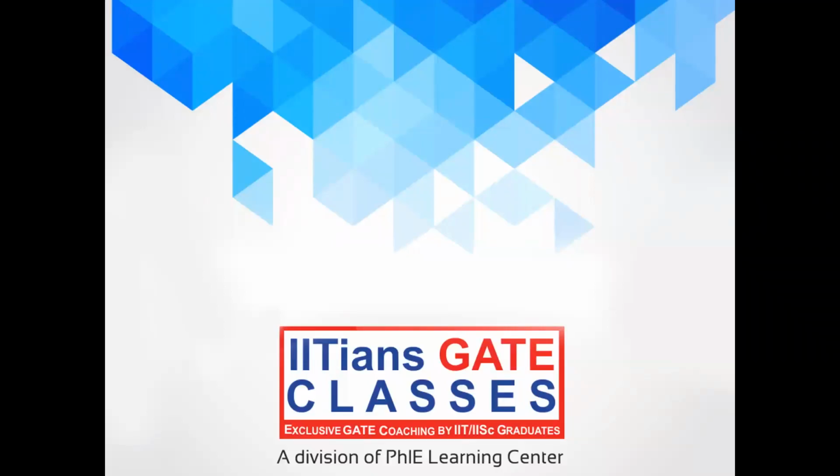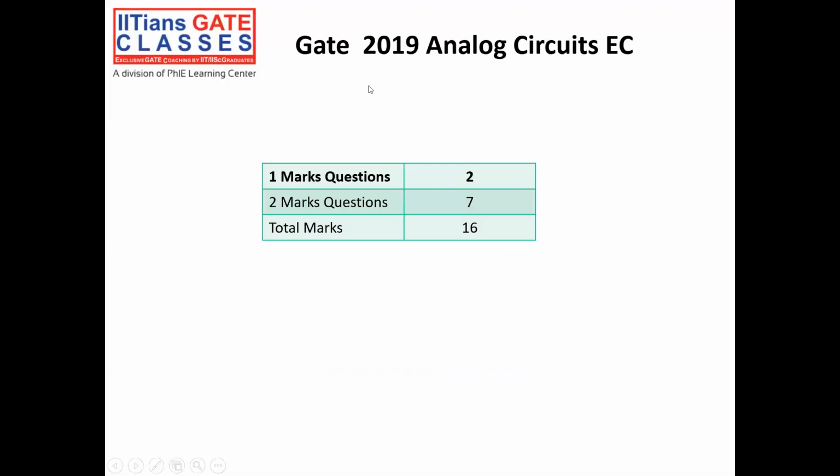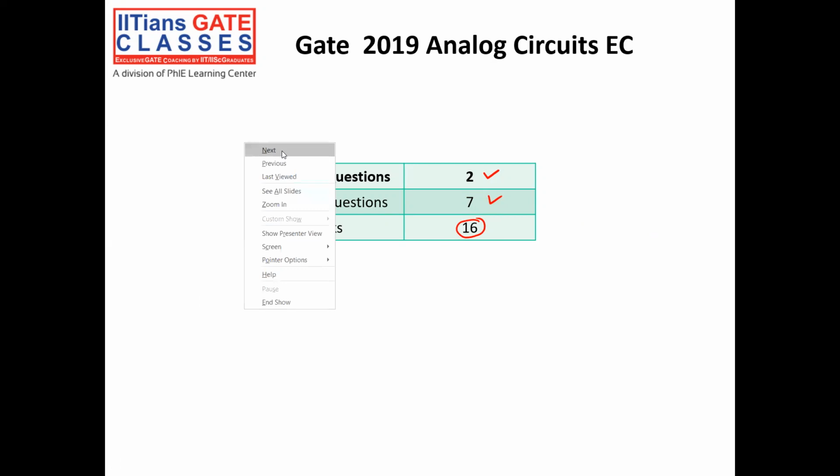In this session, we will discuss all the questions that have come from analog circuits in the 2019 GATE examination for the electronics and telecommunication branch. In 2019 there are many questions actually. Two are of 1 mark and 7 are of 2 marks, so a total of 16 marks have been asked from this particular subject. So if you see, the weightage is more. So let us solve all the questions one by one.